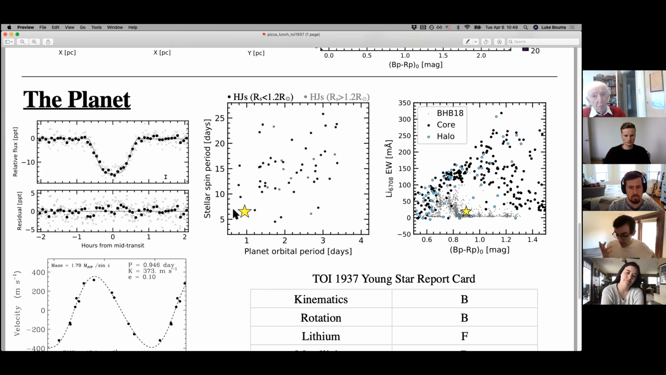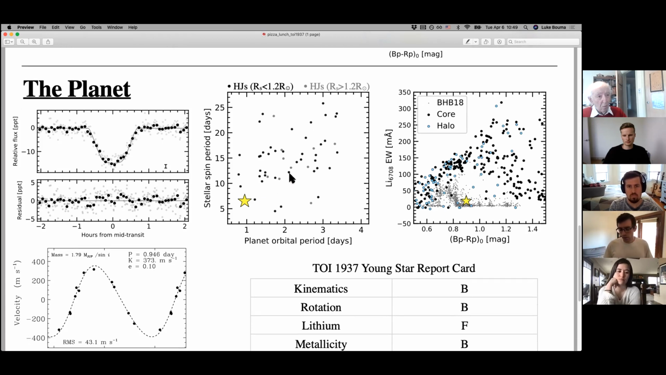Because we expect at a population level that hot Jupiters are tidally unstable. They should be inspiraling over timescales that aren't entirely certain into their host stars, but they probably merge with their host stars while the star is still on the main sequence. So this system could be an example of that process underway.